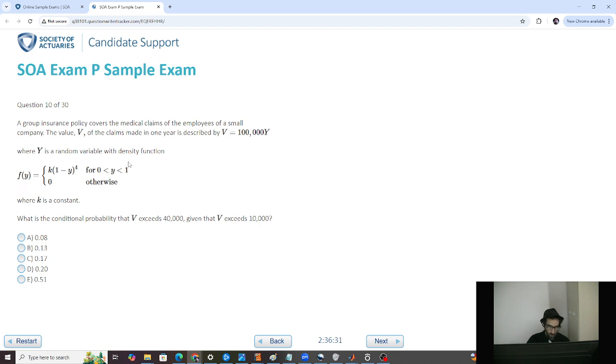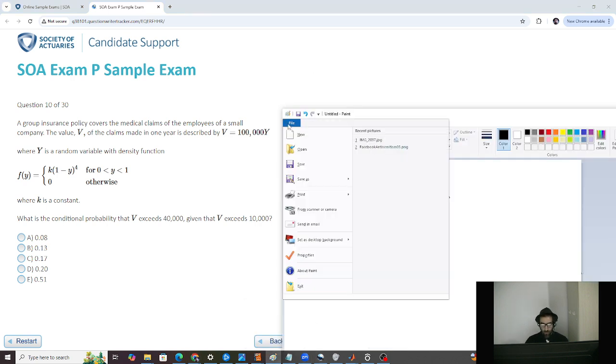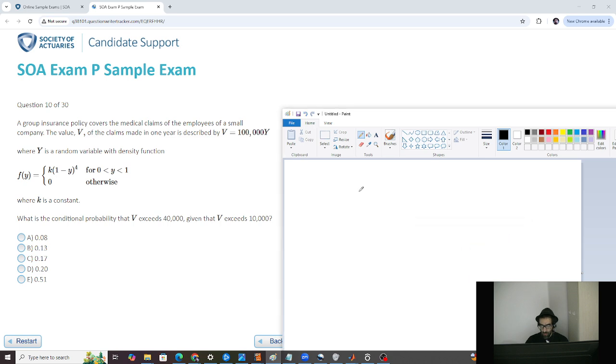Okay, 100,000 times y. Got it. So essentially, we're looking at the probability that y is greater than 0.4 divided by the probability y is greater than 0.1. Normally, for conditional probabilities, you don't just divide a simple probability by another. You would have an intersection. But y greater than 0.4 intersect y greater than 0.1 is just y greater than 0.4.